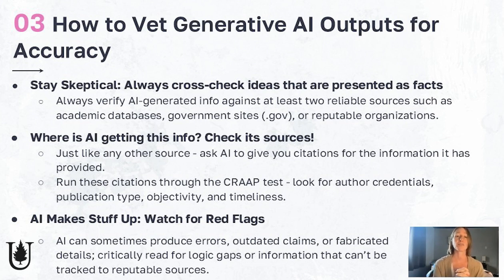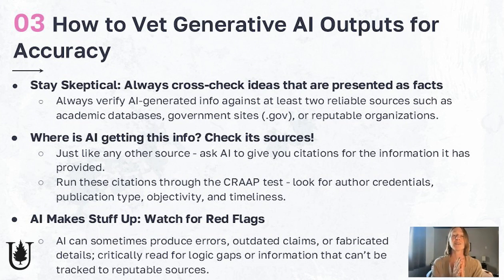So just like any other source, if you want some citations, say, hey, you presented this idea, give me a citation for it. You can run that citation through your CRAP test, which you can find here on the COMM Hub. You look at the author credentials, whether it's coming from a real publication, if it's objective or biased, and you can really just double check and say, oh, this is a made up source, because sometimes AI makes up sources. So you're really going to want to check and vet AI by asking for its sources, if it has any. AI, again, will make stuff up, so there are a lot of red flags to watch for.